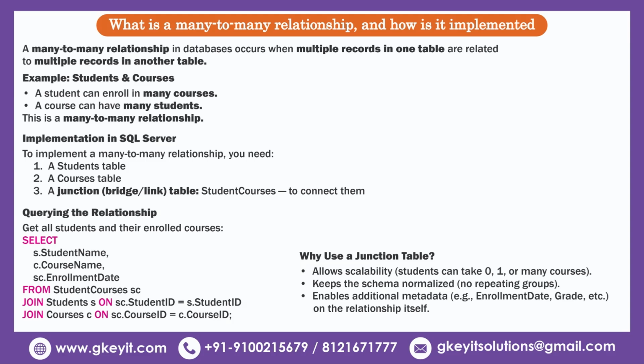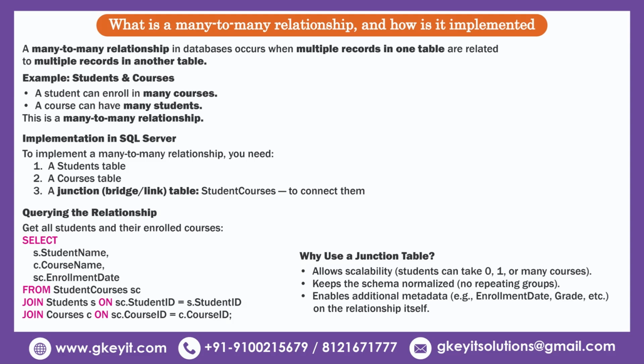Why do we use a junction table? It allows scalability. That means students can take 0, 1 or many courses. It keeps the schema normalized, with no repeating groups. It enables additional metadata. That means we can add enrollment date and grade columns to the bridge table to capture extra things about the relationship itself.